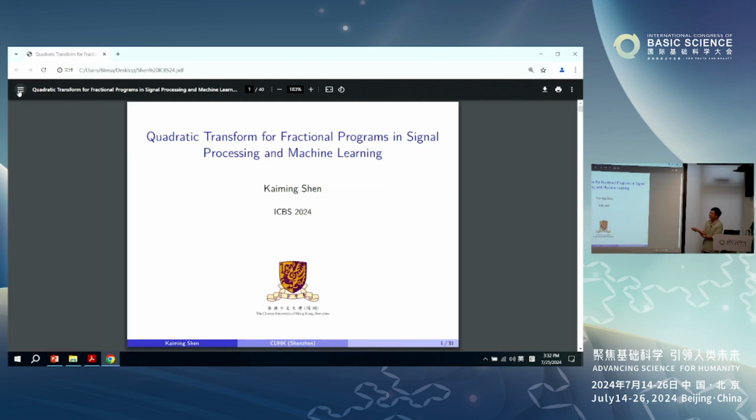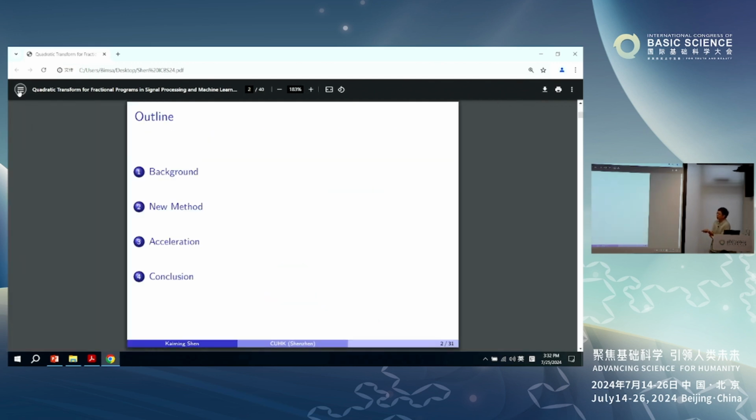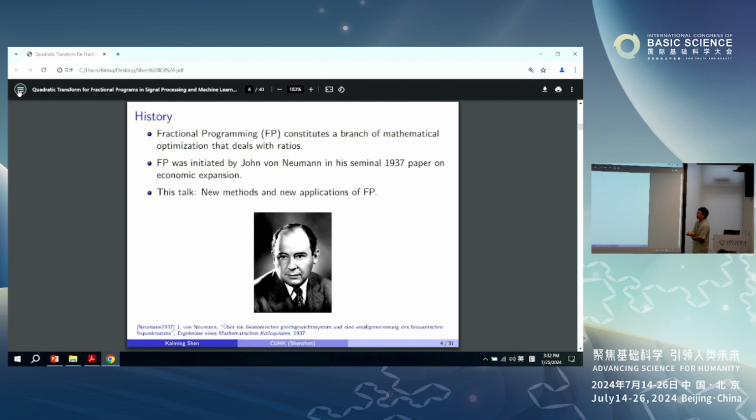All right, okay. So my talk comprises 4 parts. Let me start with the background of fractional programming. Fractional programming, namely FP, has a long history. It refers to a class of mathematical optimization problems that deal with ratio terms.